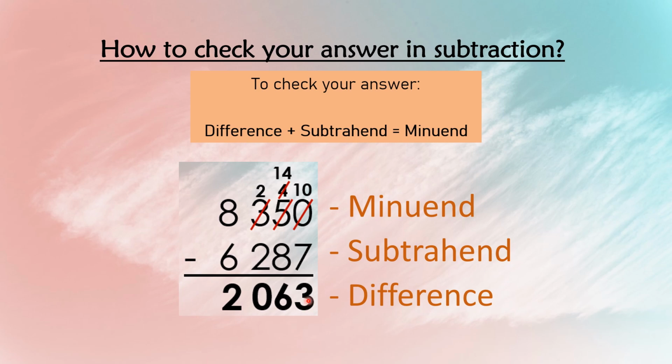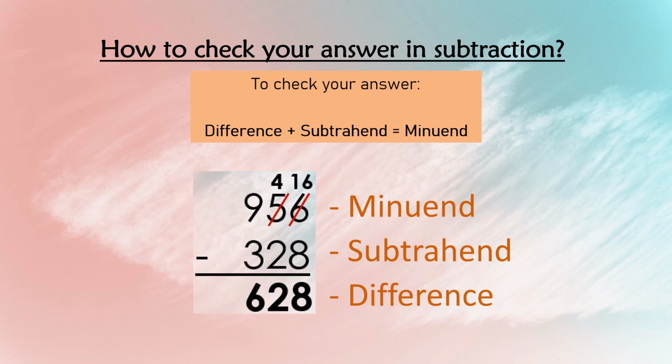We start from the ones place. 3 plus 7 is equal to 10. 6 plus 8 is equal to 14. 0 plus 2 is equal to 2. And 2 plus 6 is equal to 8. If you got all the correct sums of the numbers, that means your answer is correct.